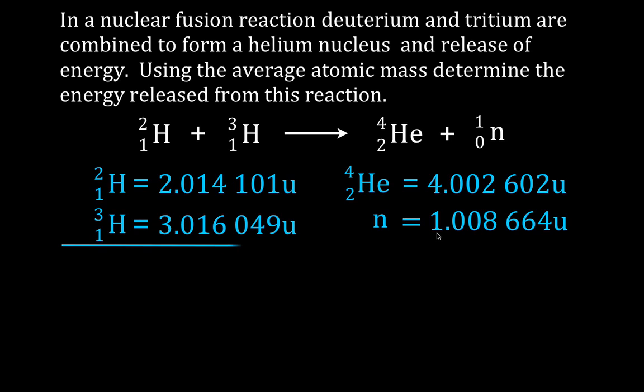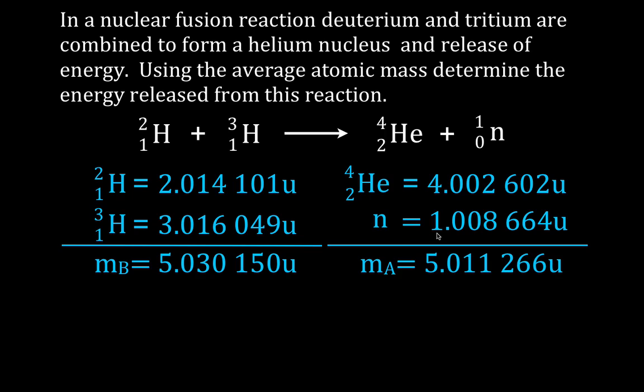We're just going to add them up. So we add up what we have on the left-hand side, and we get 5.030150. And on the right-hand side, we're going to get 5.011266. And you'll notice the mass on the right-hand side, the mass of the products, is less than the mass of the reactants for this nuclear fusion reaction, and that's our binding energy. So we're just going to find the difference of those two, which we call the mass defect. That's the mass defect, which is 0.018884 atomic mass units.